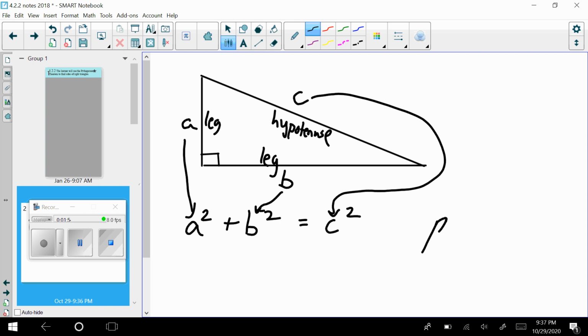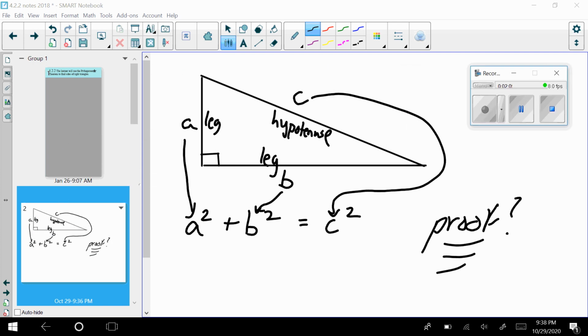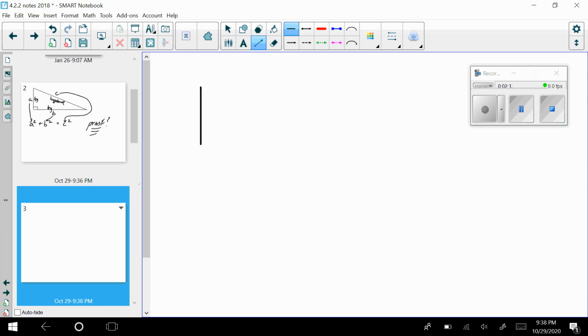Now, this is a theorem. Proof I'm not going to do in this video. We're going to learn the proof of it later on in chapter 4. It's something that you're actually going to have to know, but it's really not too hard. It's actually kind of fun to learn the proof of it, at least I think so. But moving on. We're going to use this today to find side lengths. If we have two sides in a right triangle, we can find the third using the Pythagorean theorem.